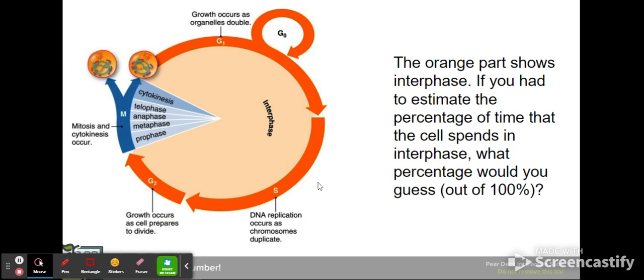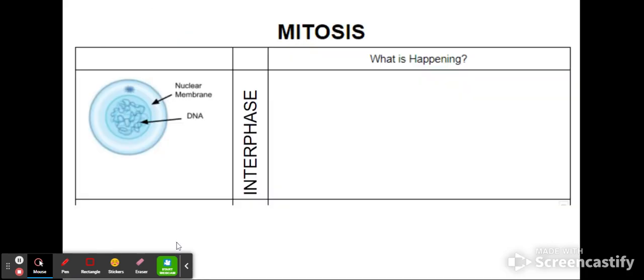Okay. So if we had to guess what percentage out of 100% this orange part would account for, what would you guess? Maybe like 80%? It's actually like 80 to 90%. So most of the time the cell's not dividing. It's doing other stuff. We got to figure out what that other stuff is. So we're going to write down what the cell's doing when it's not dividing. Here's a picture of what the cell looks like when it's not dividing, and we're going to talk about it.